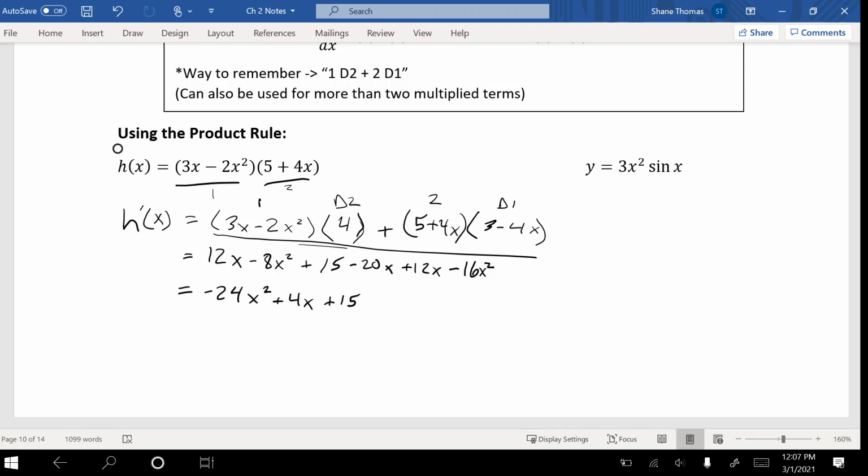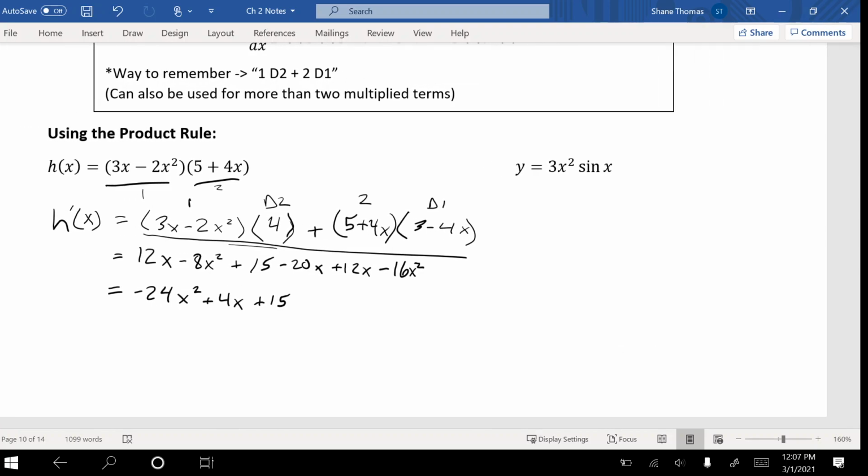All right, let's try another one. You guys want to try this one? Okay, I got some more later. I'll let you try them later.